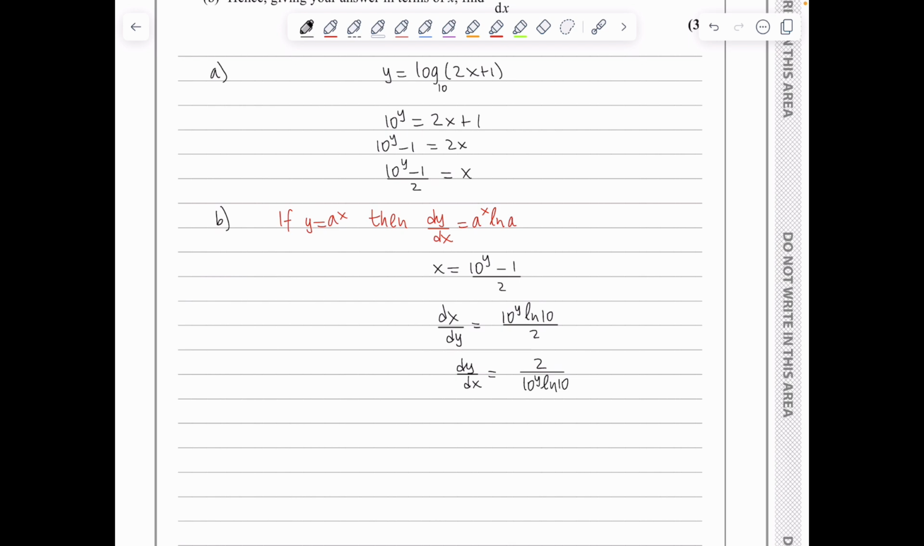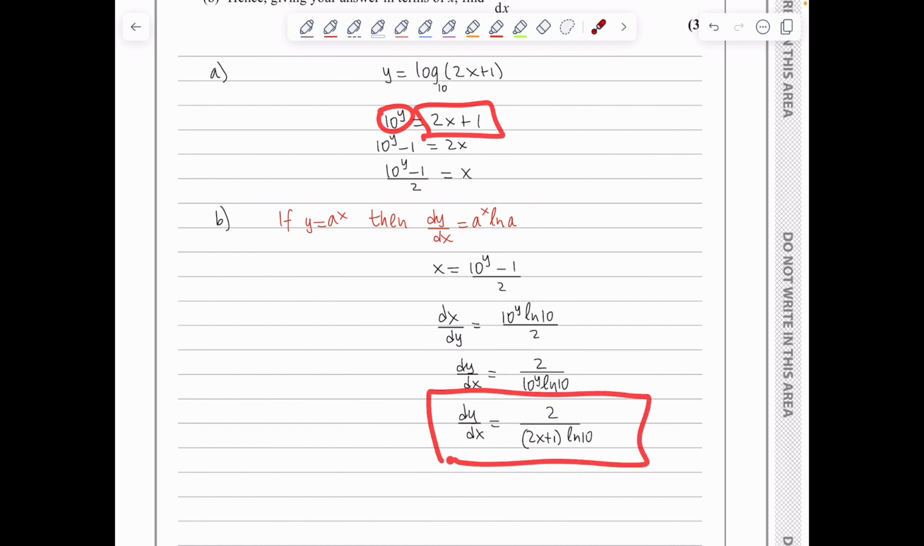The only thing missing is to replace the 10 to the y with an expression in x, because we're being asked to find dy/dx in terms of x. So this is equal to 2 over 2x plus 1, because we have established in part A that 10 to the y is 2x plus 1. So my final answer is that dy/dx is 2 over (2x plus 1) times ln 10.